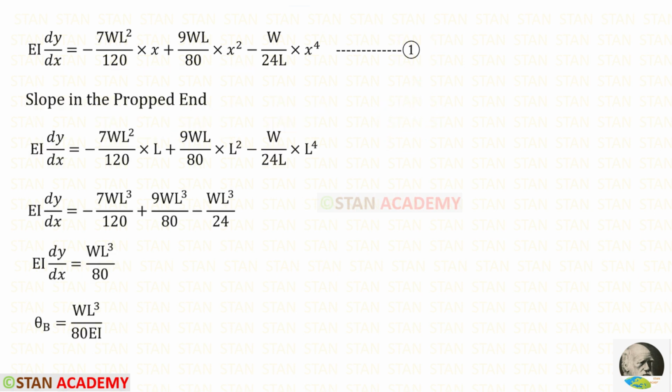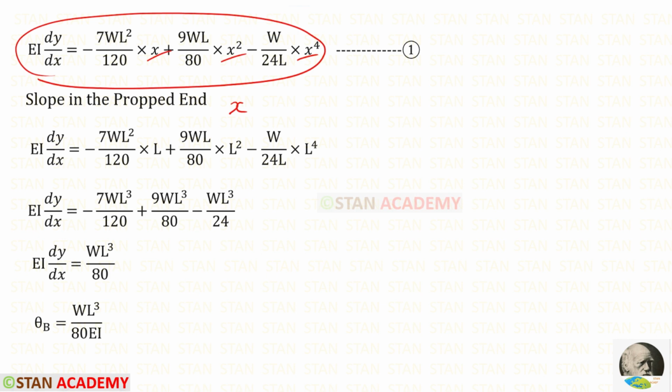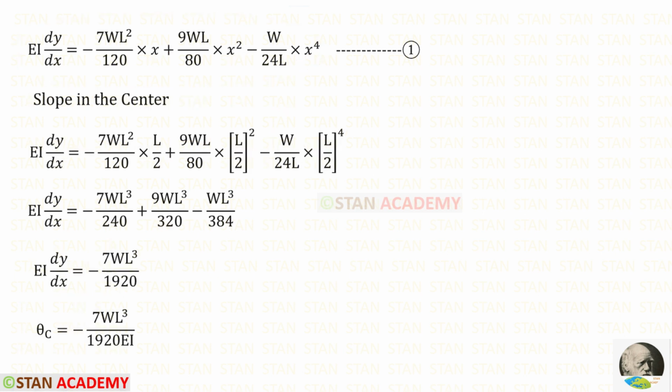Now let us find the slope in the propped end. To find that in the slope equation, instead of x, we have to apply L. In this way, we will get the slope in the point B, that is theta B, which is equal to WL cube upon 80 EI. Now let us find the slope in the center. For that, instead of x, we have to apply L by 2. In this way, we will get the slope in the point C.